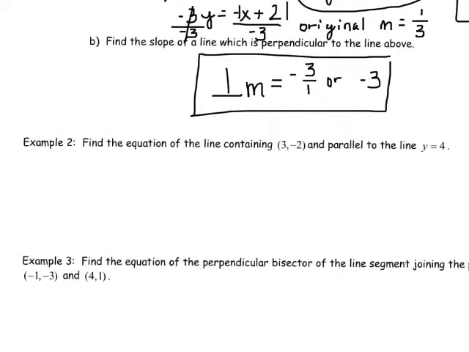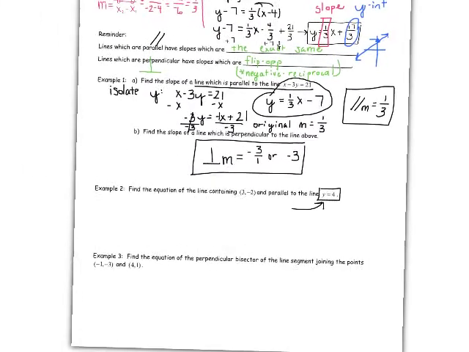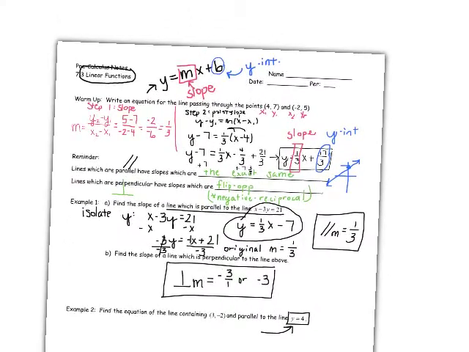Example 2. Find the equation of the line containing 3, -2 and parallel to the line y equals 4. So first of all, y equals 4. If you notice, this only has the letter y in the equation. And when I first started talking about linear functions, I said it's always y equals mx plus b, where it's got the letter y and x. Well, it's because this is like the general slanted line. I mean, it's got a slope that slants up or down, but it is slanted.